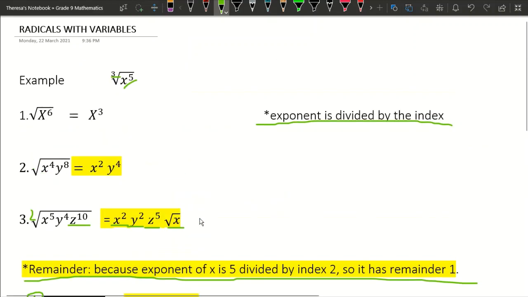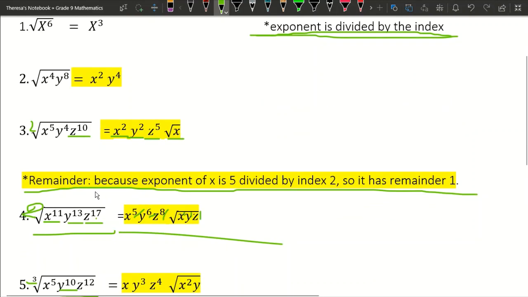Right? So again, to sum it up, sa pag-simplify ng radicals with variables, all we have to do is to divide natin yung exponent doon sa ating radicand, divide natin siya doon sa ating index. Right? At kapag mayroon siyang remainder, so ititira natin yung remainder sa loob ng radical sign.